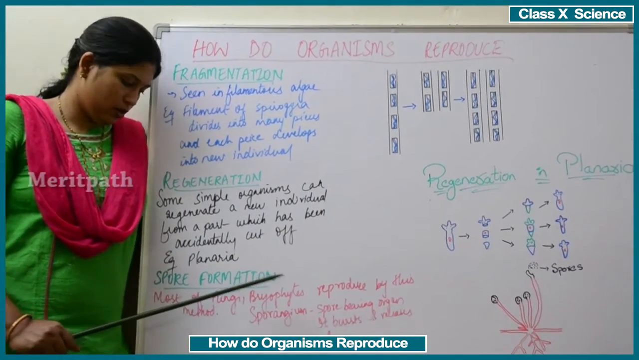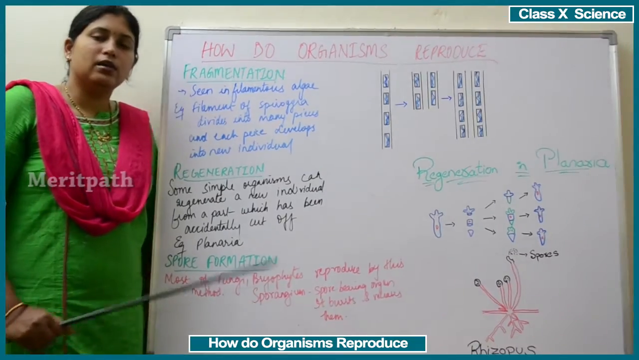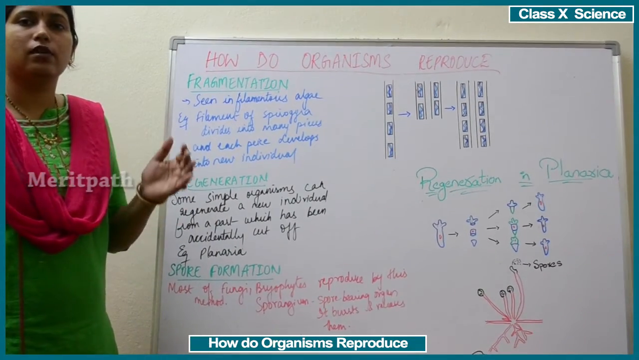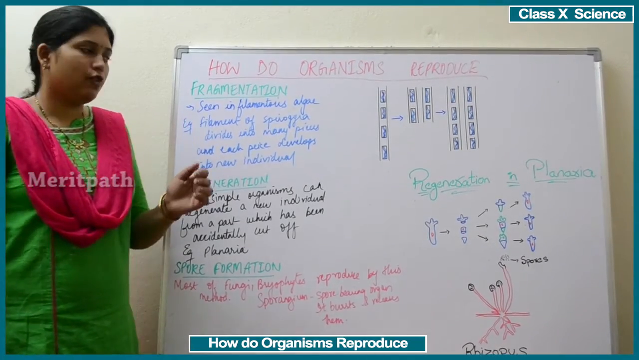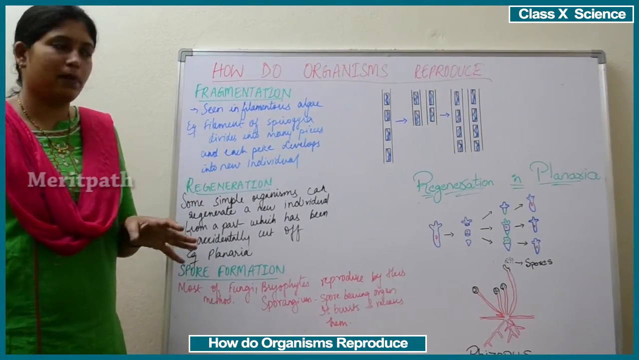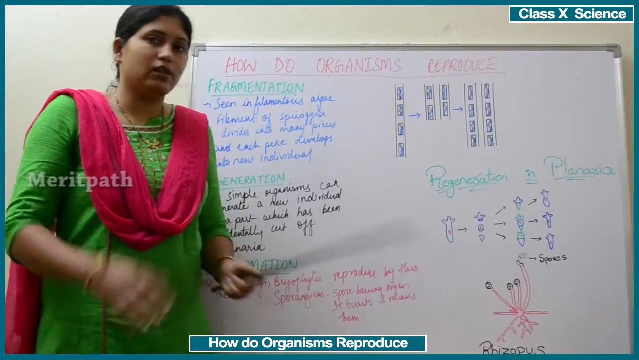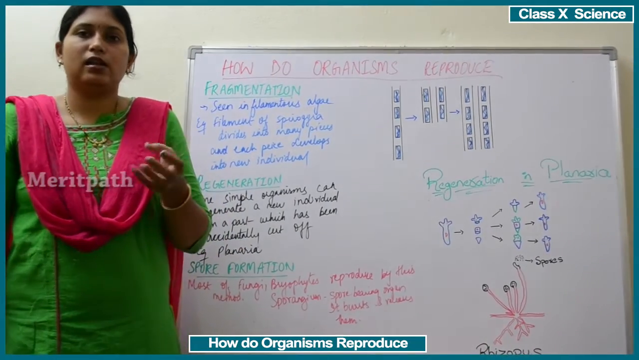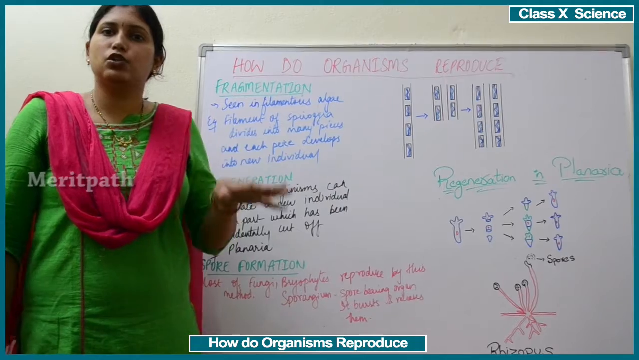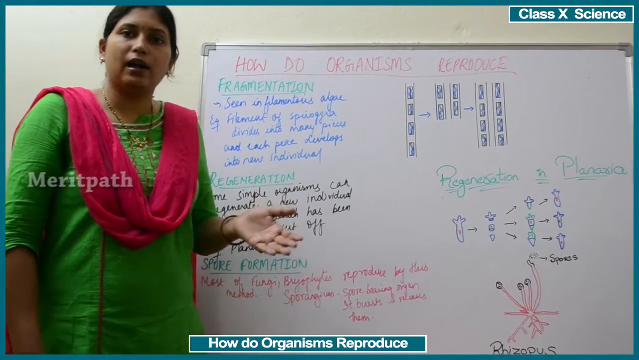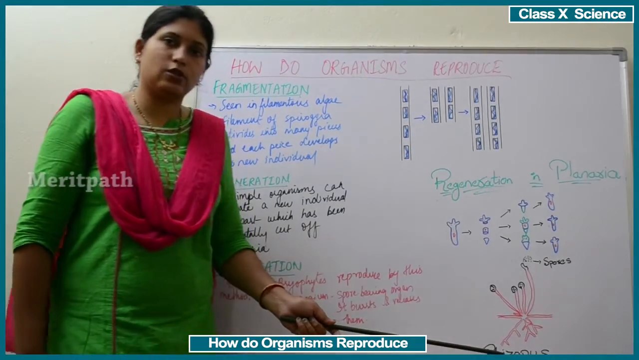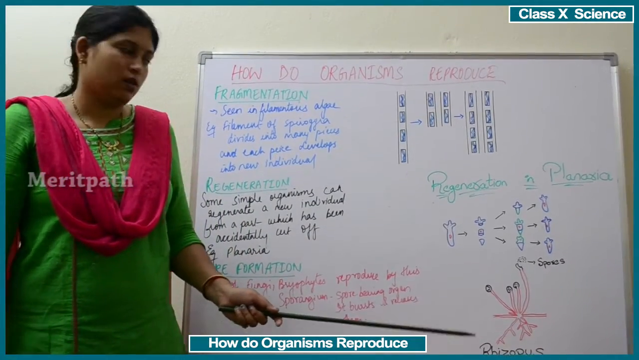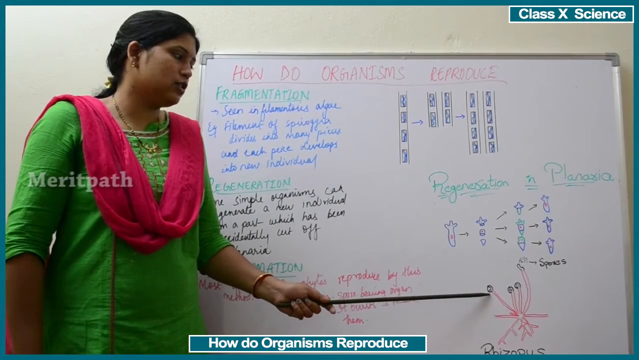Next type of asexual reproduction is spore formation. This type of spore formation is seen in fungi as well as the bryophytes. For example, here we will see Rhizopus. On bread, you see microorganisms and these developing reddish greenish structures. They are nothing but fungi. That fungal growth on the bread is nothing but the Rhizopus growth. Rhizopus is a fungus.